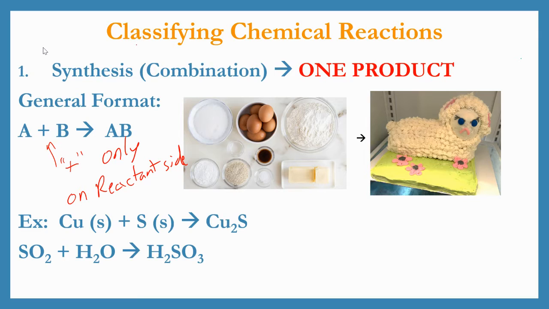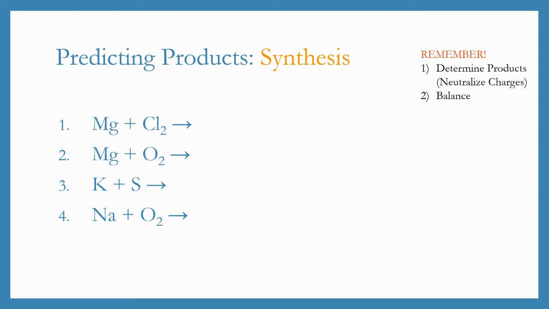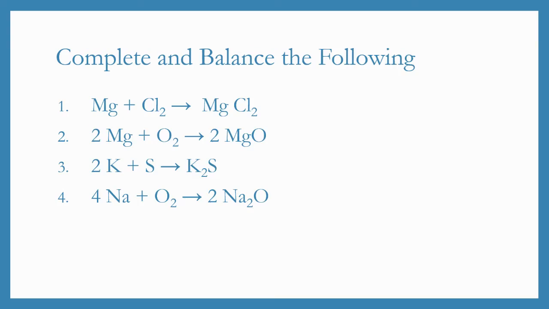First one is synthesis. So things coming together, right? We talked about how sugar and eggs and flour and vanilla and butter and all these things become one cake. So when you have only a plus on the reactant side to become one thing, one compound, that is considered synthesis. So there's only one compound on the product side. The addition of things comes on the reactant side. So we have to be able to predict what these things are going to make. And that has to do with their charges. Remember this? It's coming back.